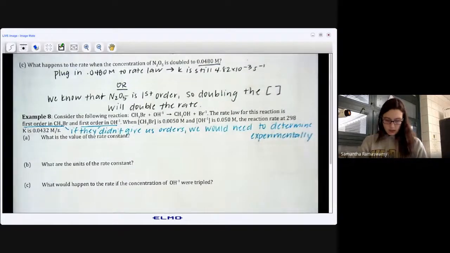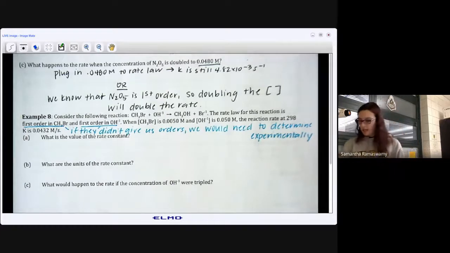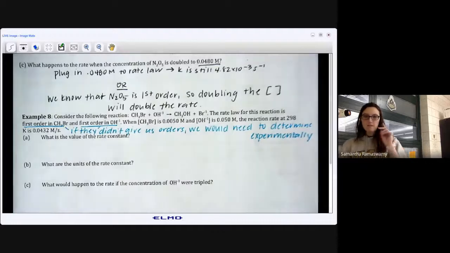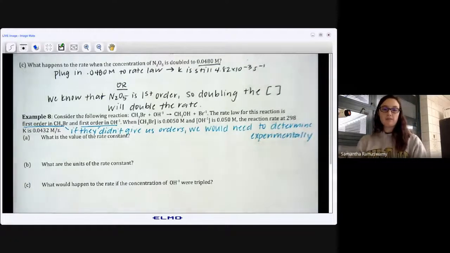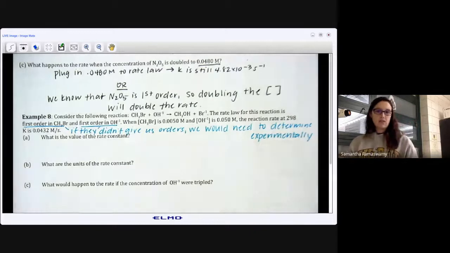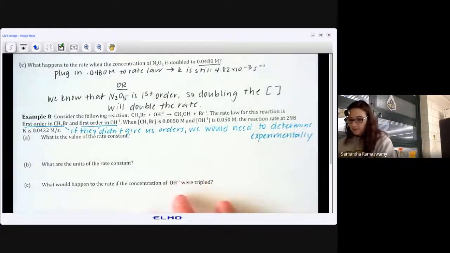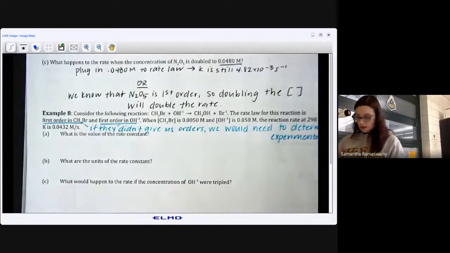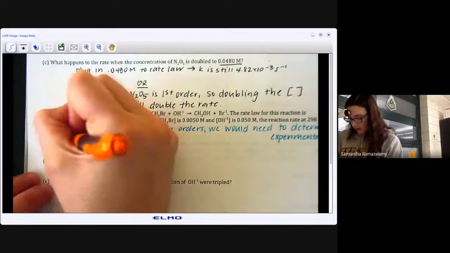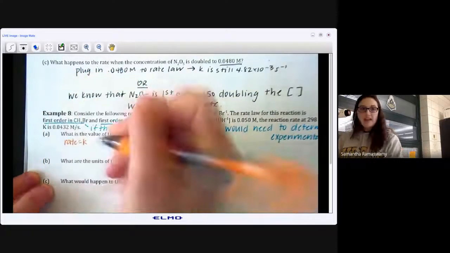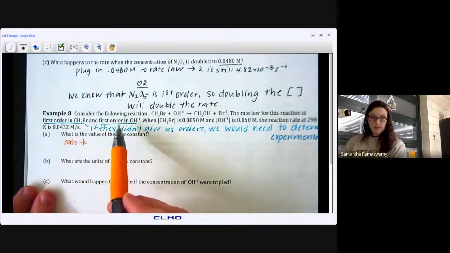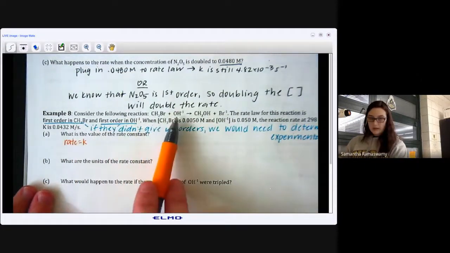So before we can do anything, we need to write the rate law. I didn't even read ahead with the concentrations. The first thing we need to do is write the rate law. Then we can figure everything else out. So based on the information that they gave us, I'm going to write the rate law. Rate law is always rate equals K times concentration of reactants raised to whatever their orders are. So my two reactants are CH3Br and OH minus.